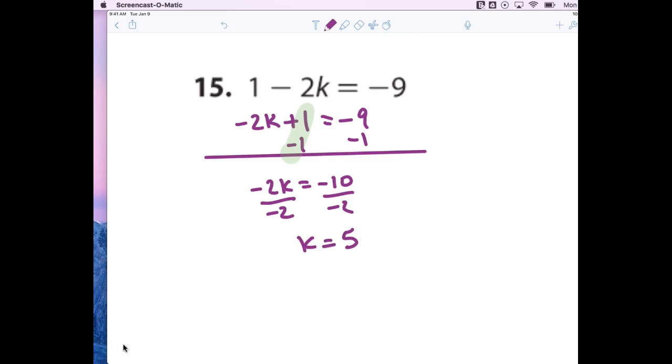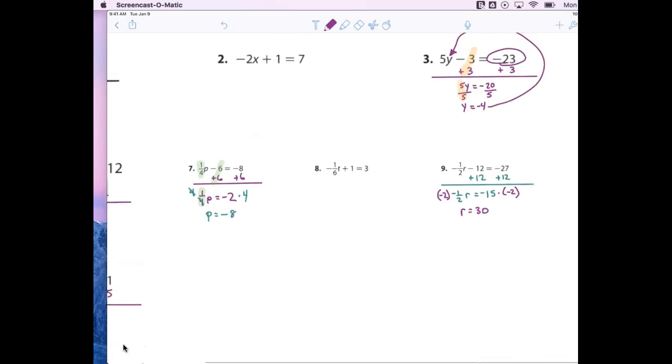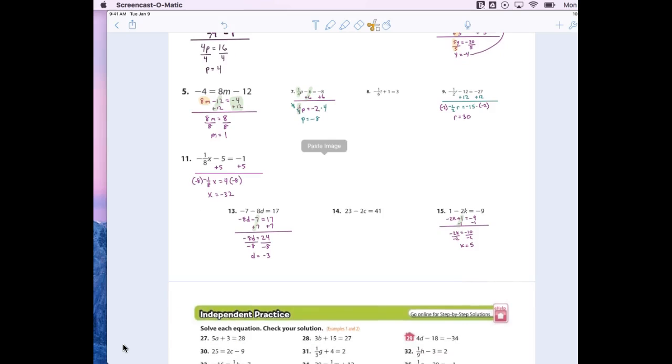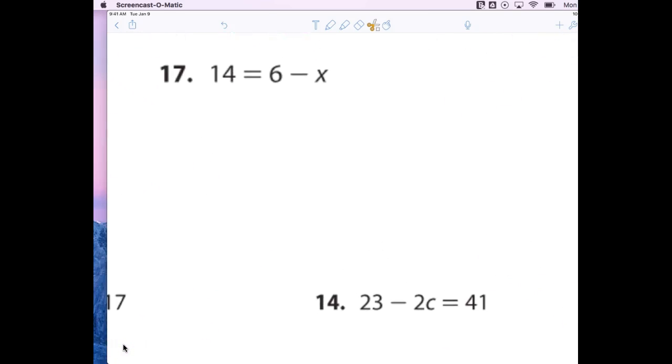Very, very good. All right, hopefully you're getting better. Now remember, you're trying to do the problem before I do it. All right, so let's look at 17 now. All right, Aiden, what should I do on 17?